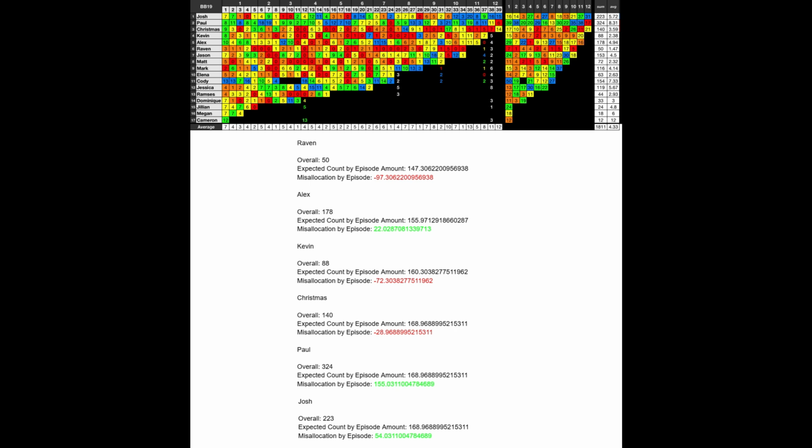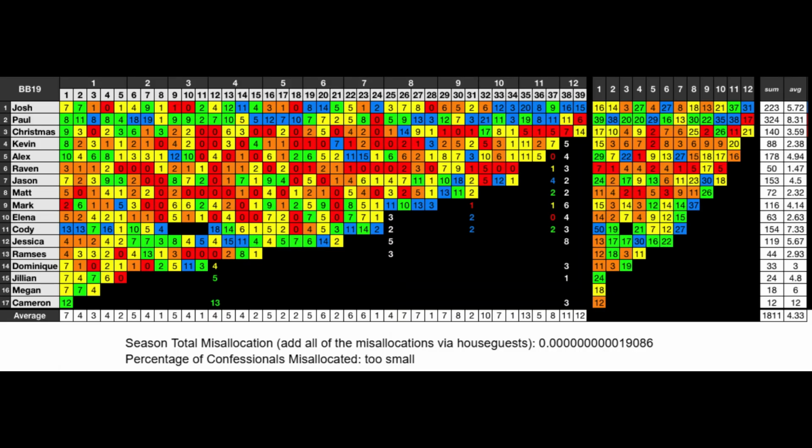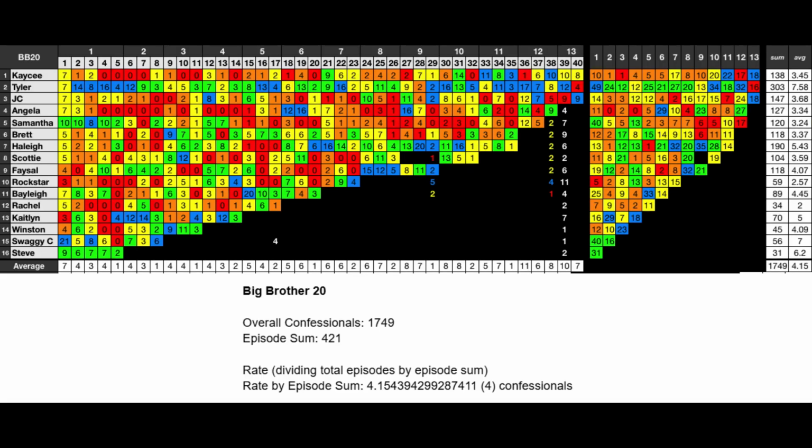Josh got 223 diary rooms, and his expected count by episode amount is 168.96, causing for a 54.03 misallocation by episode amount, and this all just makes sense. So this is the number pertaining to the total misallocation and the percentage of confessionals misallocated. There really isn't much to say overall.